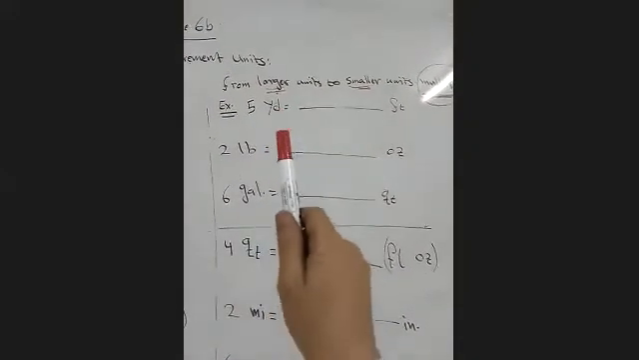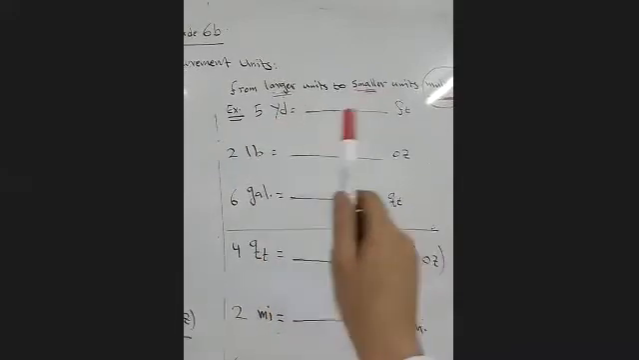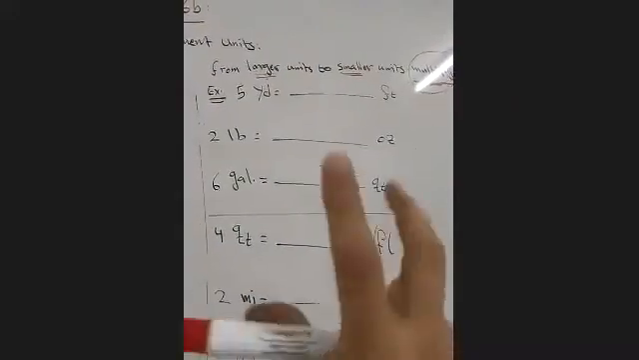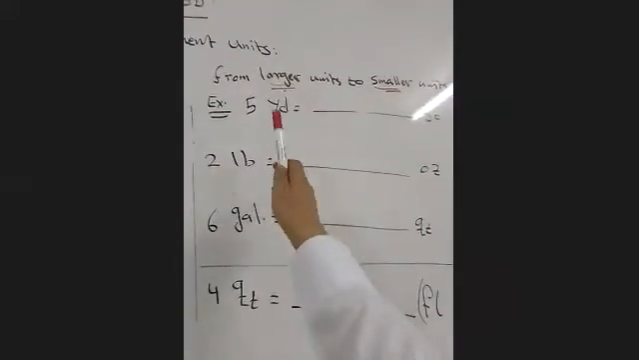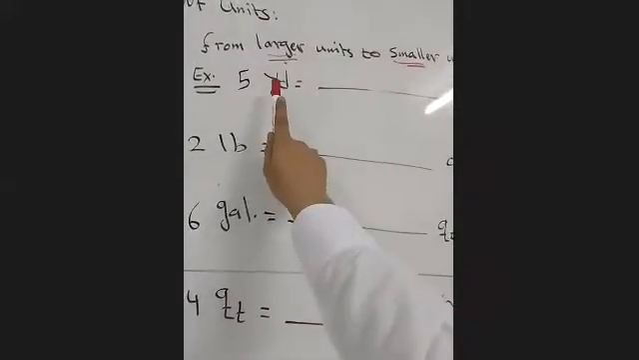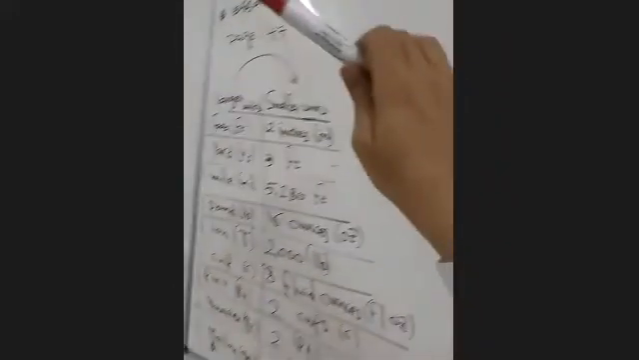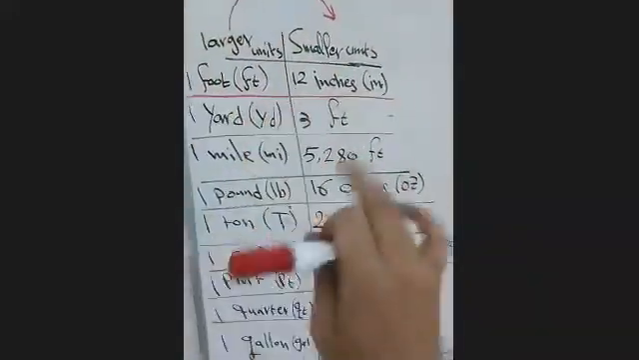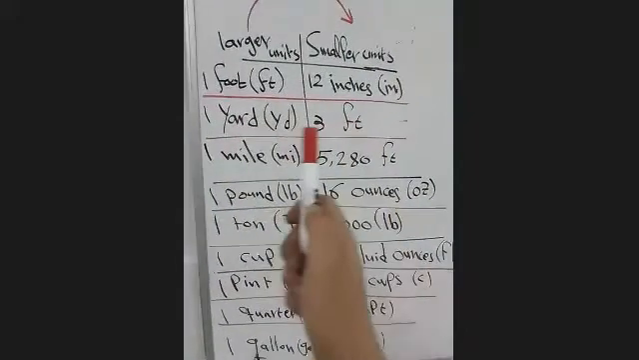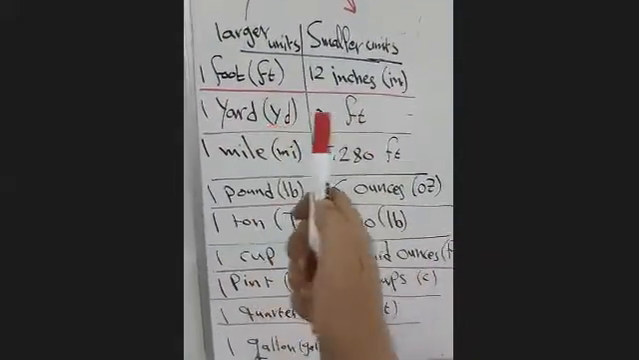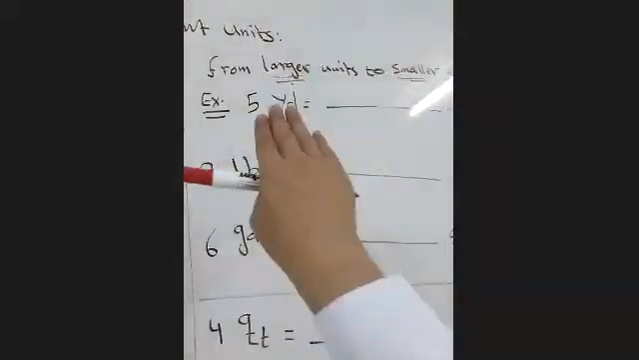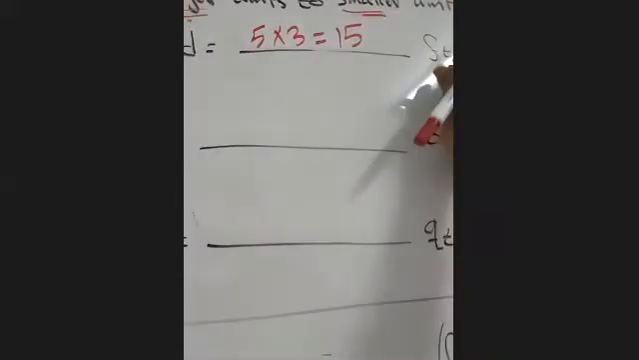If I want to turn yards to feet, I have 5 yards. I want them in feet. How many feet are 5 yards? To solve this, guys, please pay attention. If I want to turn from yard to feet, I will go to the table and search for the direct relationship between yard and feet, which is the second one here. Each 1 yard equals 3 feet. But if we have 5 yards, we multiply 5 with 3, which is 15 feet.